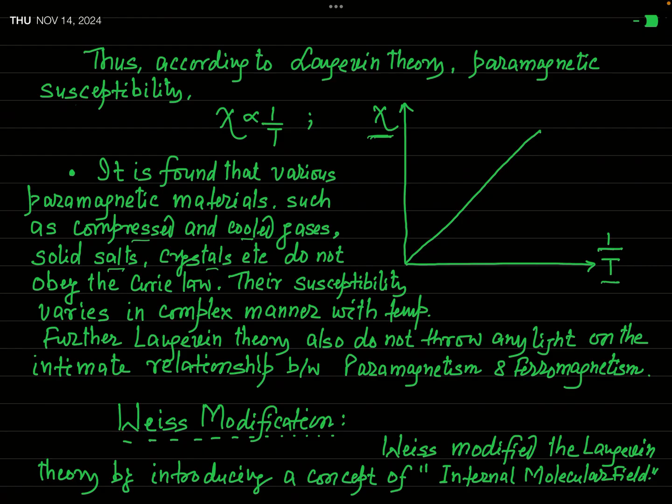Okay, so Weiss solved this problem, of how we can explain that the magnetic susceptibility of many paramagnetic materials is not related to temperature by this simple relation which is called Curie's law. So what modification Weiss has done, let us now see.